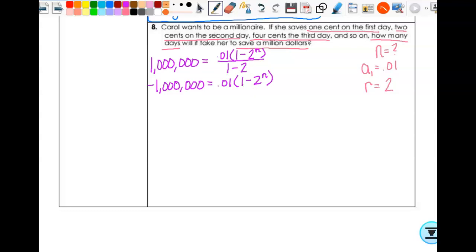So now I want to get rid of this. So I'm going to divide both sides by 0.01. That gives me, so divide 1 million by 0.01. Tell me what you get. It's 100 million, right? -100 million equals 1 minus 2 to the nth power.